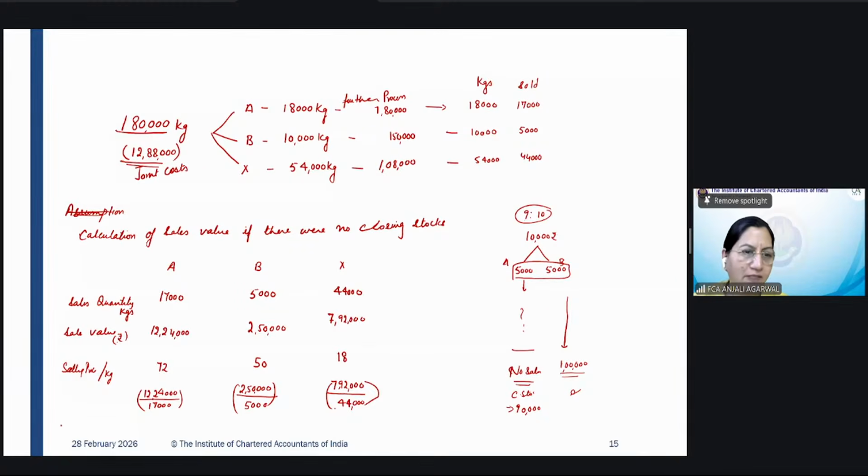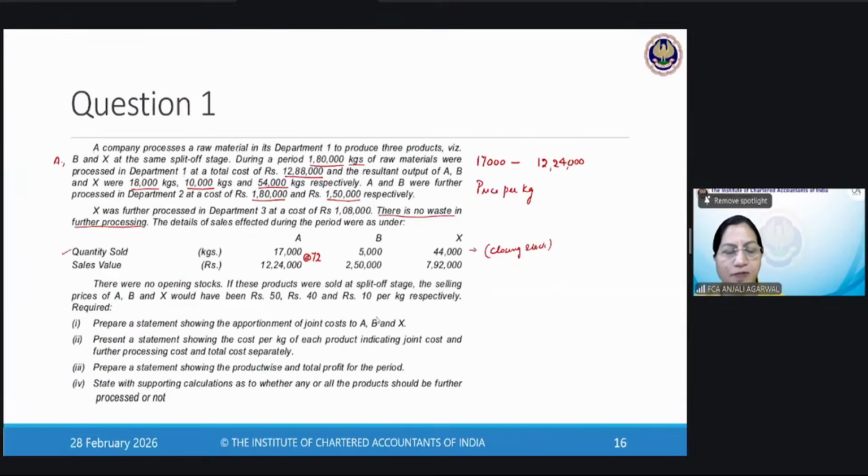Now, what would have been the sales value if there was no closing stock? This is the most relevant item for us. So we have found out the price per kg: 72, 50, and 18. Okay.